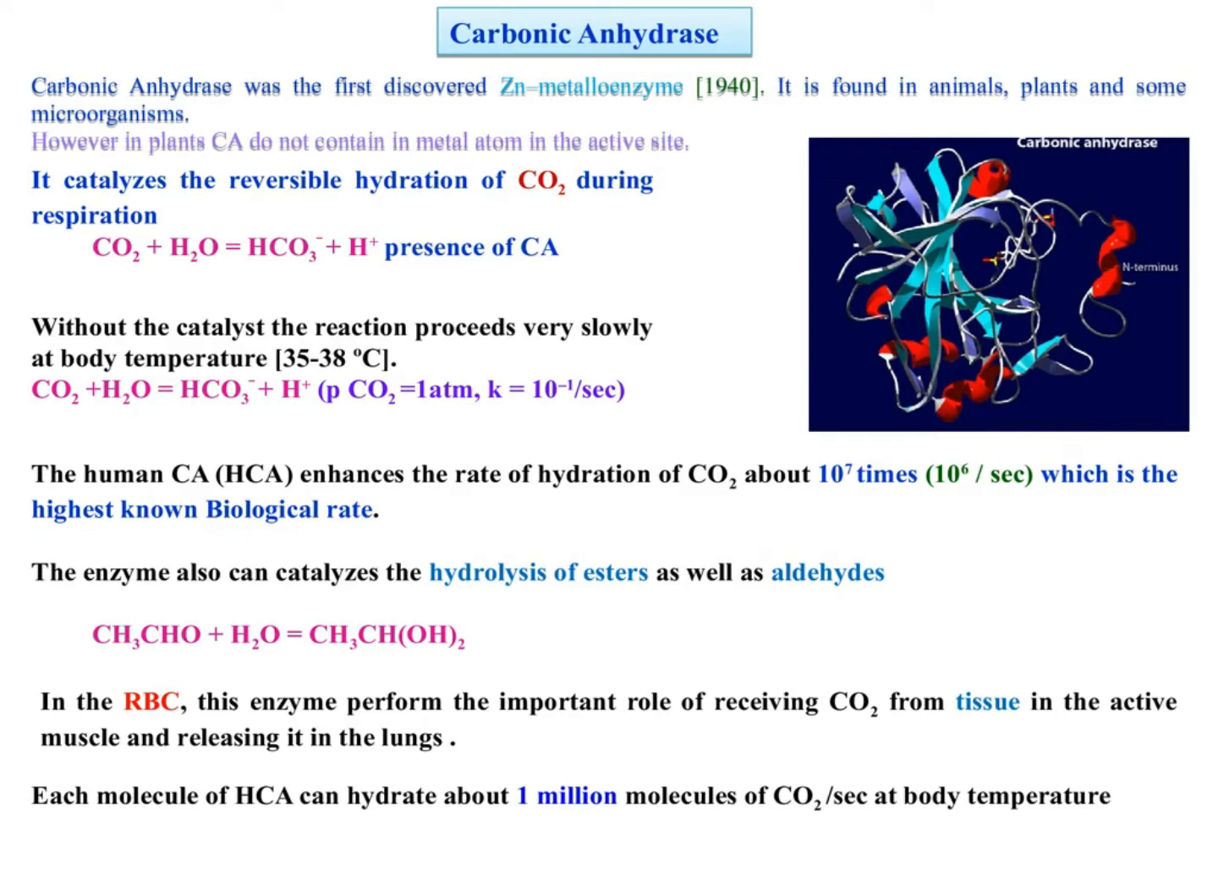This metalloenzyme also functions as a catalyst for hydrolysis of ester as well as aldehyde in our body, as shown in the equation. As well as in RBC, the enzyme performs the important role of receiving carbon dioxide from tissue, active muscles, and releasing it in the lung from our body. Another interesting fact about HCA is that it can hydrate around 1 million molecules of carbon dioxide per second at body temperature.